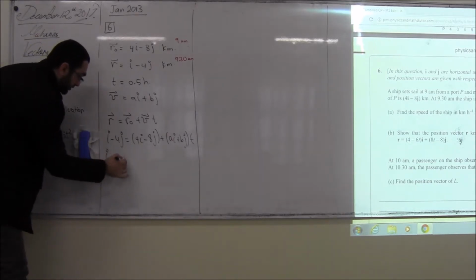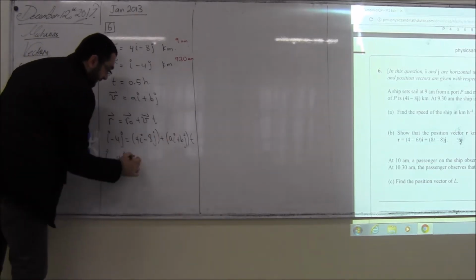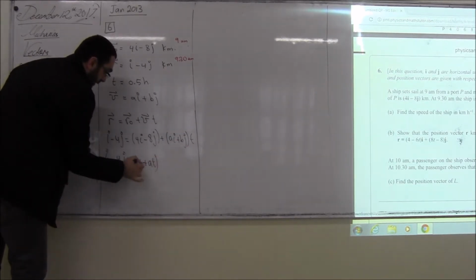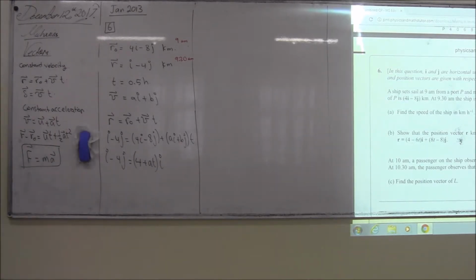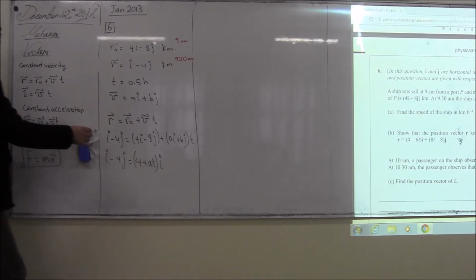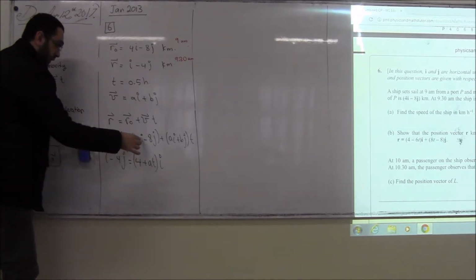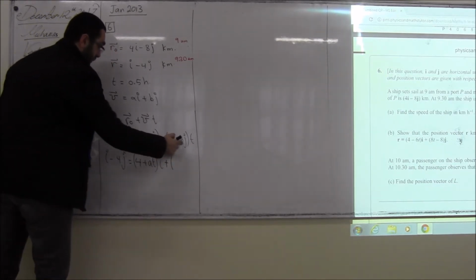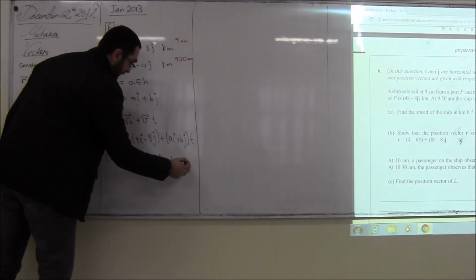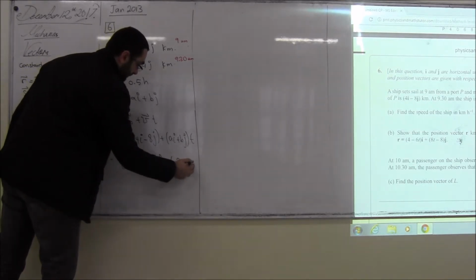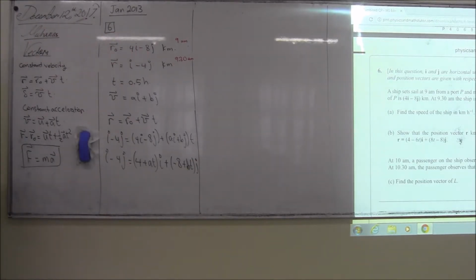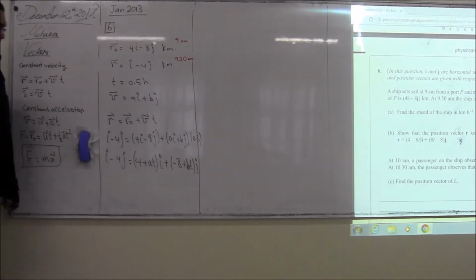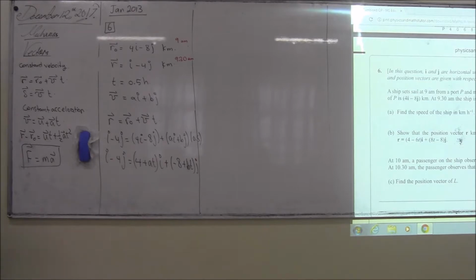i minus 4j equals (4 plus at)i plus (minus 8 plus bt)j. Time, sorry, we have the time, which is 0.5, okay, much better.